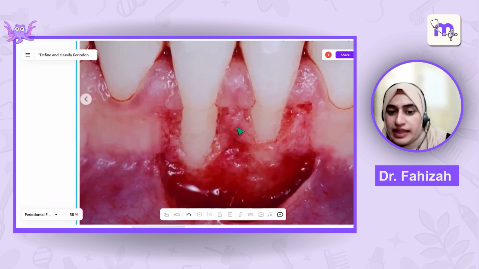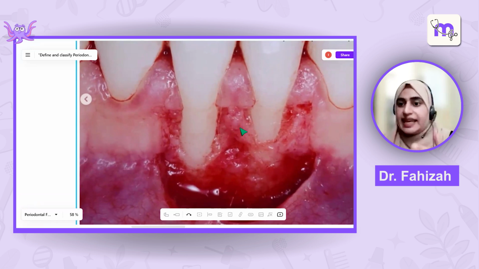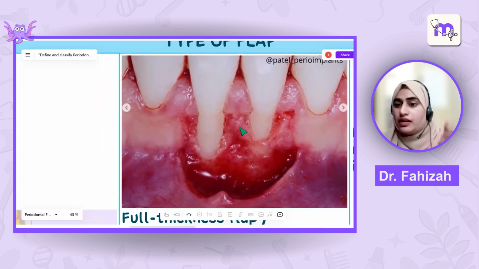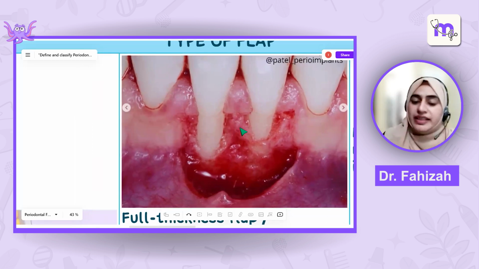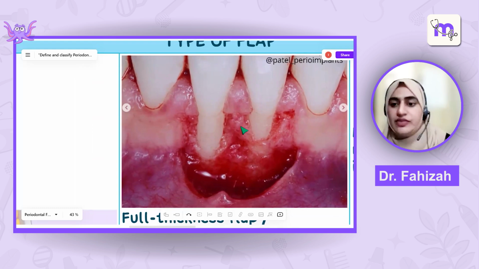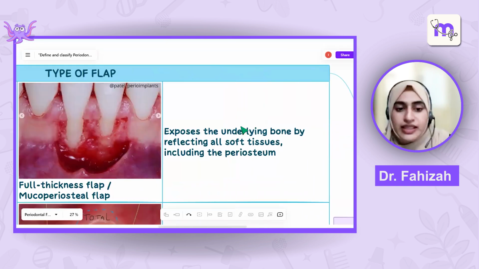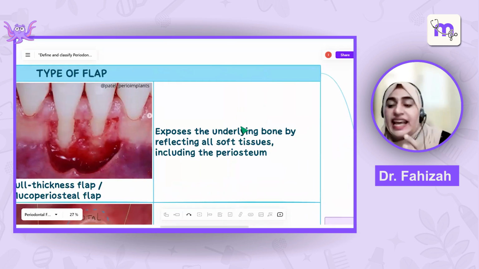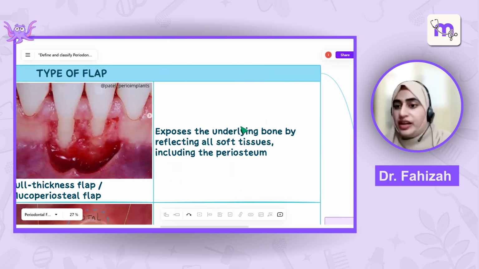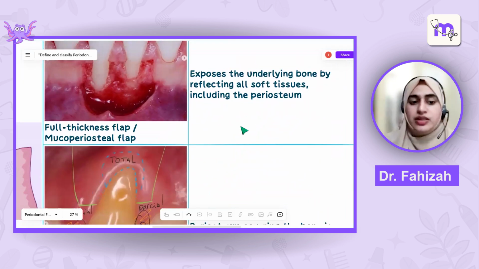Yeah. So these tissues are in these areas, it becomes split thickness flap. So in the same surgery, they have used two different kinds of flap, that is called split thickness as well as full thickness flap. So what is full thickness flap? It exposes the underlying bone by reflecting all the soft tissues, including the periosteum.